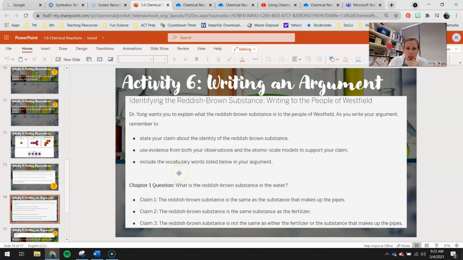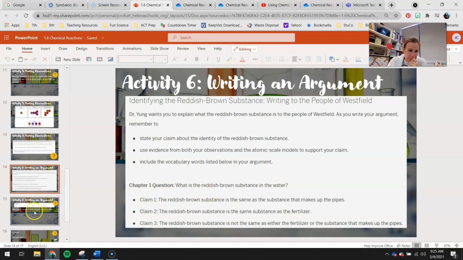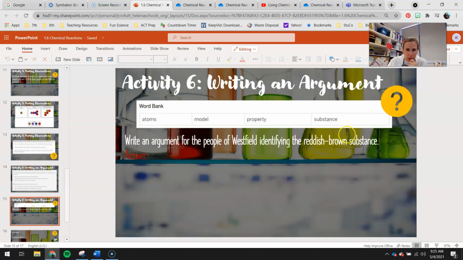Then the chapter 1 question: what is the reddish-brown substance? Here's just a recap of those 3 claims. Write your argument right here. Here are the word bank words if you need them. You should write a good couple sentences here, probably at least 1 for your claim, 2 or 3 for explaining your evidence, and then sum that up again as to why you think your claim is correct. So at least 4 or 5 sentences here.